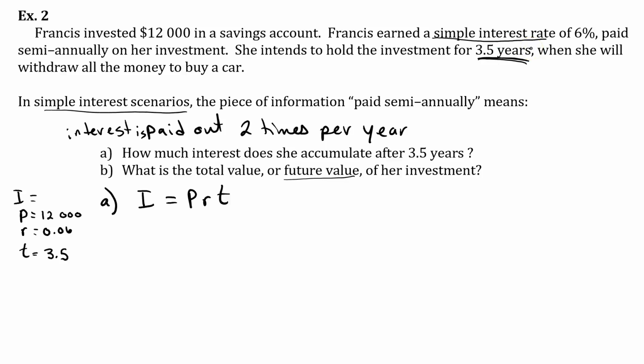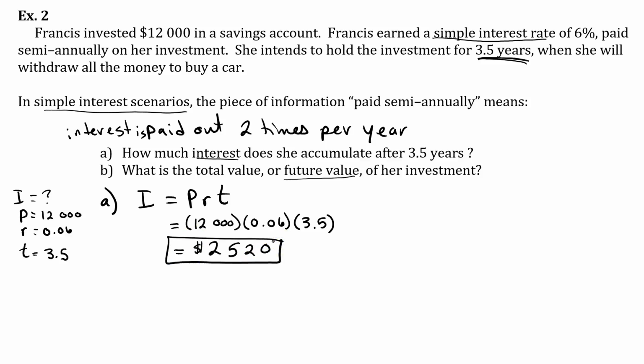Now, we need to find out how much interest she accumulates. Now, the only piece of information that we don't have is the amount of interest, which is perfect because that's what we want to solve for. So now let's substitute our values in here. So we have our P, which is our 12,000, times the rate of interest, 0.06, times the time, 3.5. When I plug that into my calculator, equals 2,520. So that is the total interest earned.